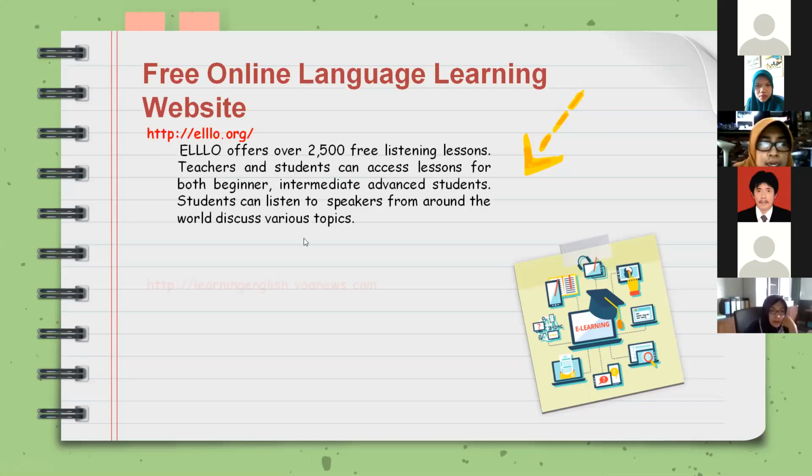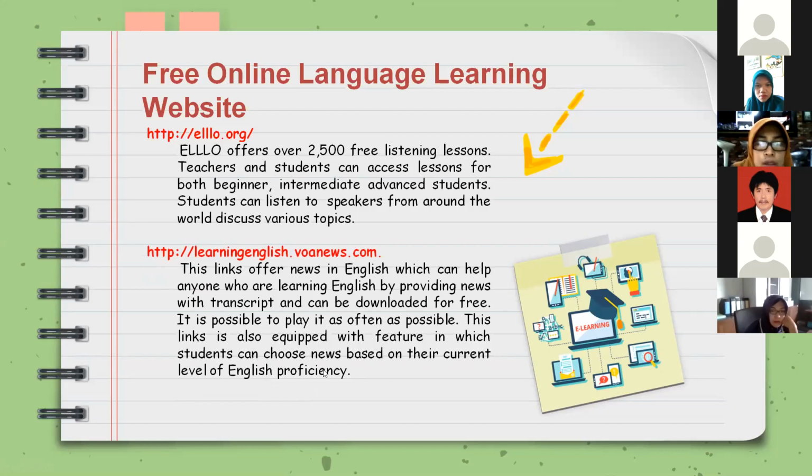And then Learning English, VOA. This is quite similar too, but something special about this site is that students can choose what kind of news they think is suitable for their level of English proficiency. When they are beginners, they can choose news for beginners. When they are already classified as advanced students, they can choose news at that level. So what is interesting about this site is that students can choose news based on their level of English proficiency.